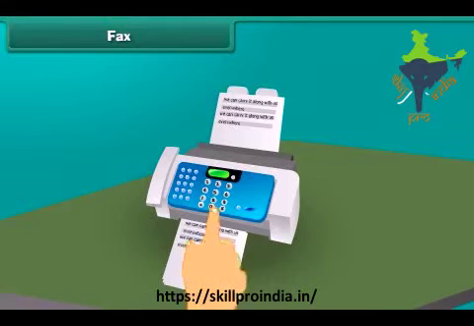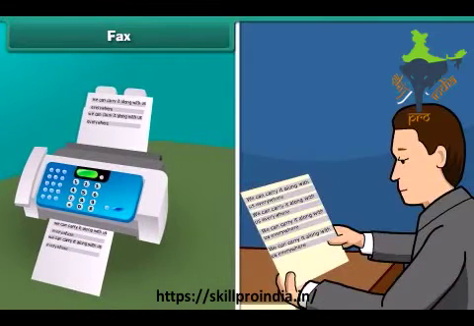Fax is a written or typed message sent immediately to a person at a distance from us through a fax machine. Fax machine operates using a telephone line.